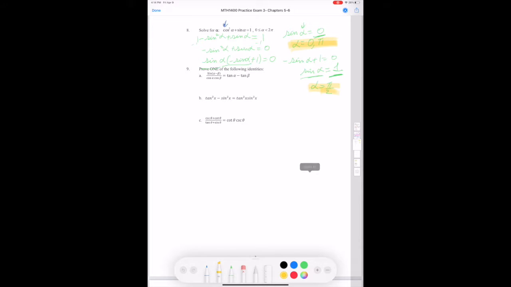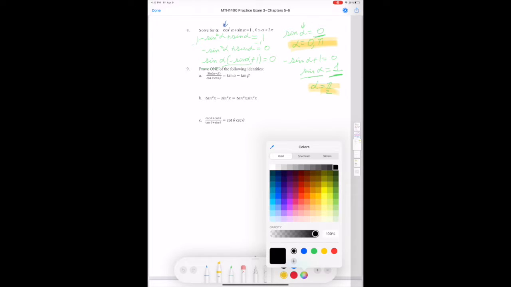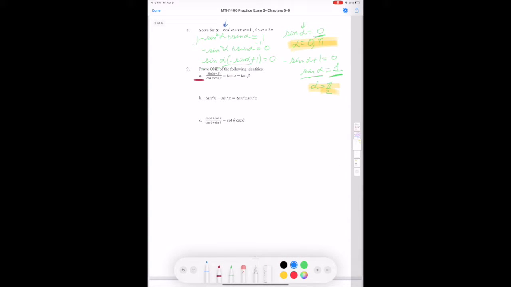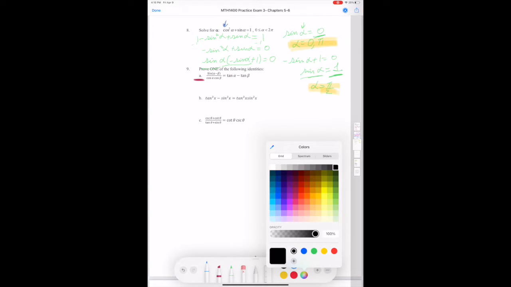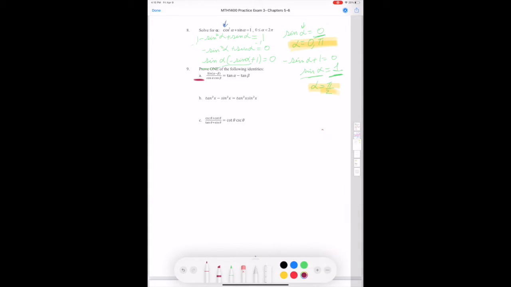So let's go ahead and work through problem 9. We're going to start with A. I don't want to write in a highlighter. Pink. So I have sine of alpha minus beta over cosine alpha cosine beta, and that's going to equal tan alpha minus tan beta. So for problem A, I have that.